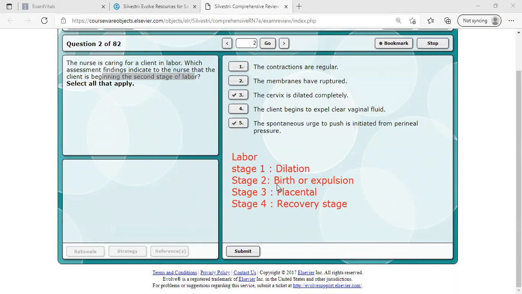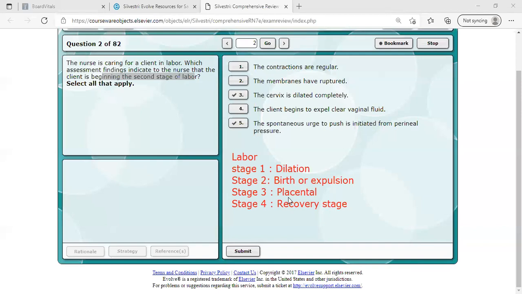In stage 2, we call it birth and expulsion. In stage 2, complete dilatation and effacement of the cervix occur until the birth of the baby. Bulging of the perineum is also an expected finding. Stage 3 we call placental, meaning the birth of the baby until expulsion of the placenta.